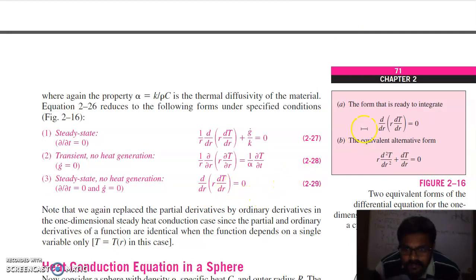You can also write this term d by dr or dt by dr in this form. That is an equivalent alternative form for this term. If you take the derivative of r by keeping this constant and take the derivative of this element by keeping this constant, you will get this equation here. You can replace it here in the three equations.